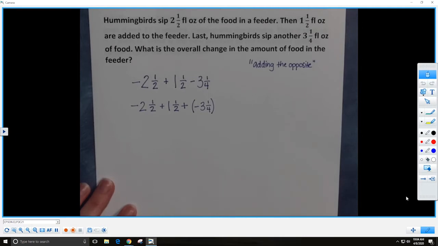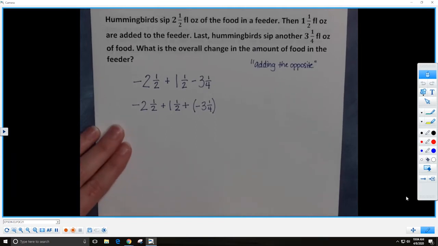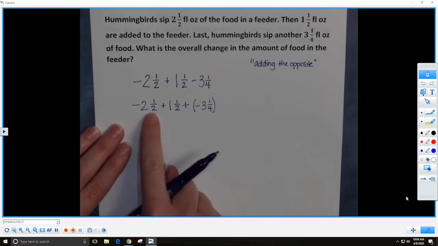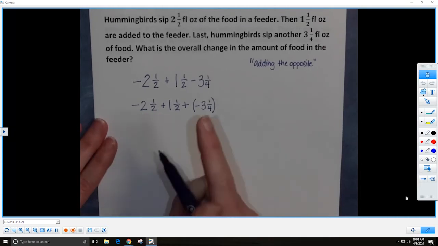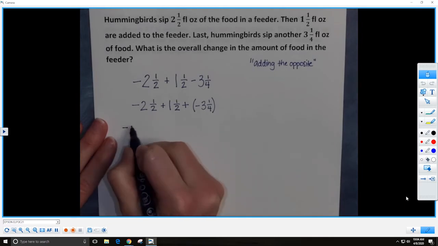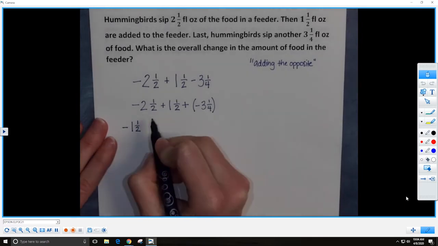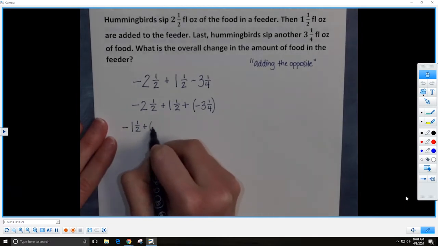I will show you one way that we can simplify our expression, and we will talk through it together. So the first thing that I'm going to do is decompose this negative 2 1/2. I can decompose this negative 2 1/2 to be negative 1 1/2 plus negative 1.